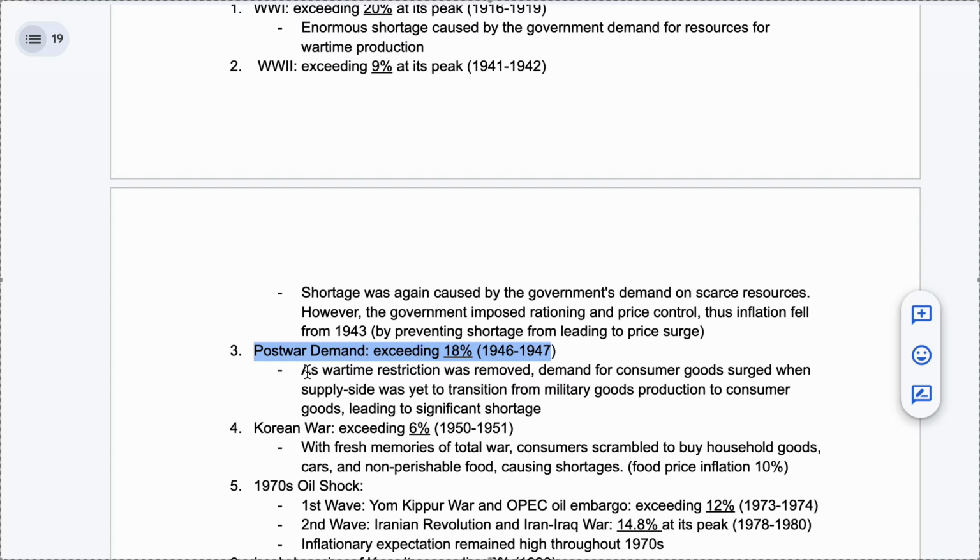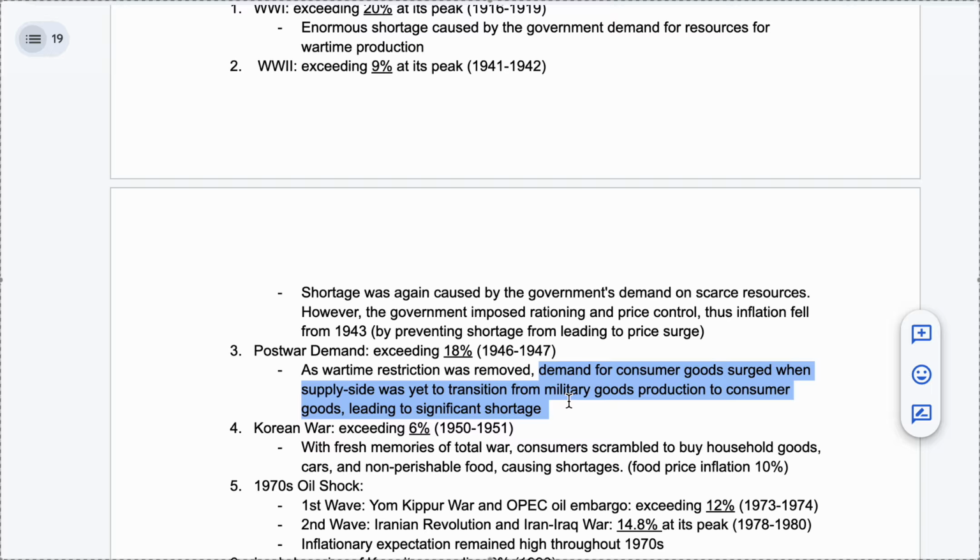So it was related to World War II. As wartime restrictions were removed, right? Rationing, price control, all these things were removed. People were allowed to buy what they want to buy as long as they have money. So demand for consumer goods surged when the supply side was yet to transition from military goods production to consumer goods, leading to significant shortage.